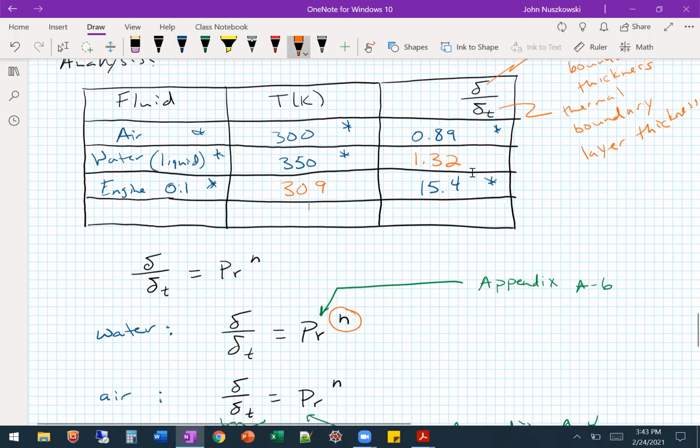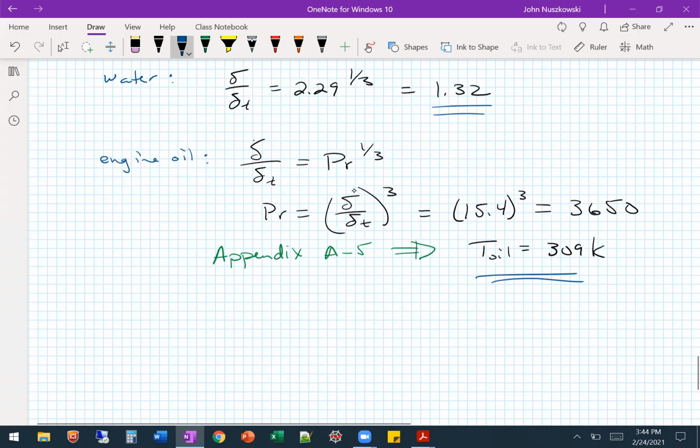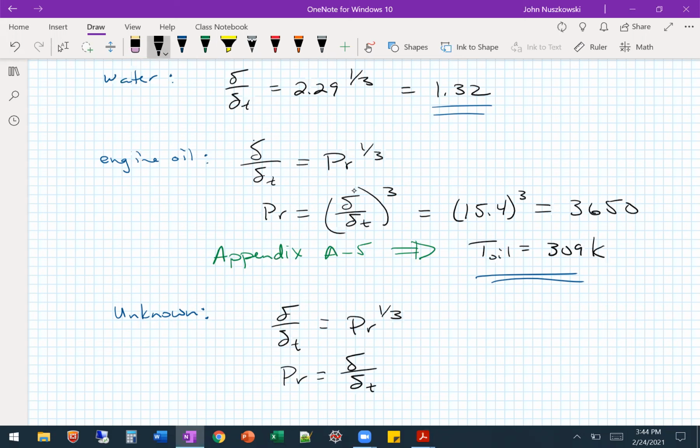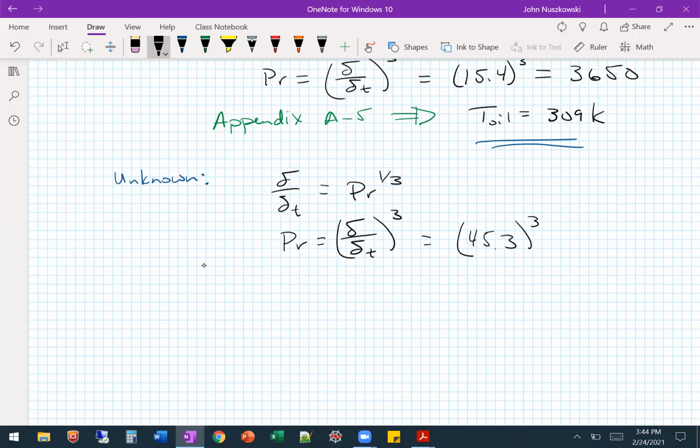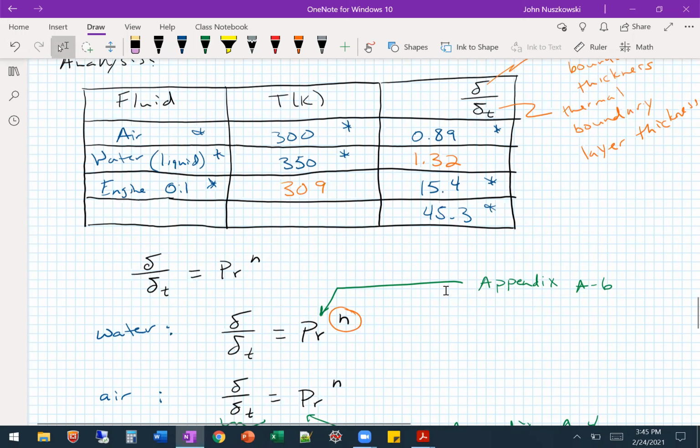Oh, the last one should have one more piece of information. I forgot to write this. This should have 45.3 here. Okay. But we don't know its fluid or its temperature, right? So again, we can solve for the Prandtl number. And what was it, 45.3 cubed. We end up getting 93,000 for the Prandtl number. But from that, we need to figure out a fluid and a temperature for 93,000 on the Prandtl number. What do we do?